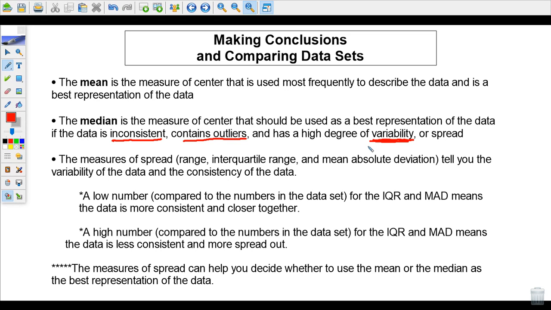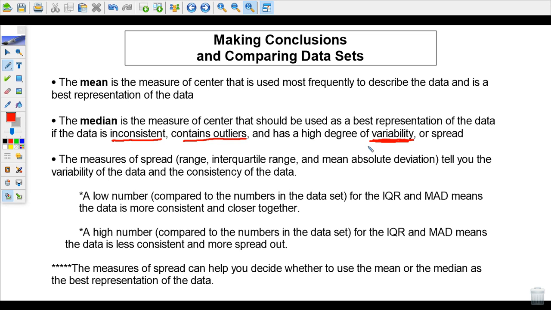If any of those things apply, then the mean could be skewed. So it's no longer an accurate depiction of the center of the data or representative of the data. It's no longer representative of a typical data value. In that case, we would use the median.